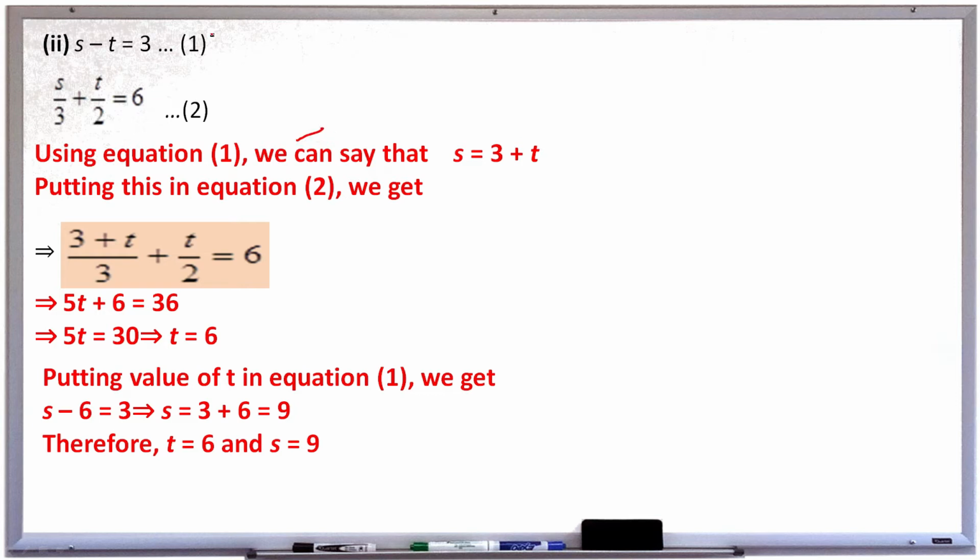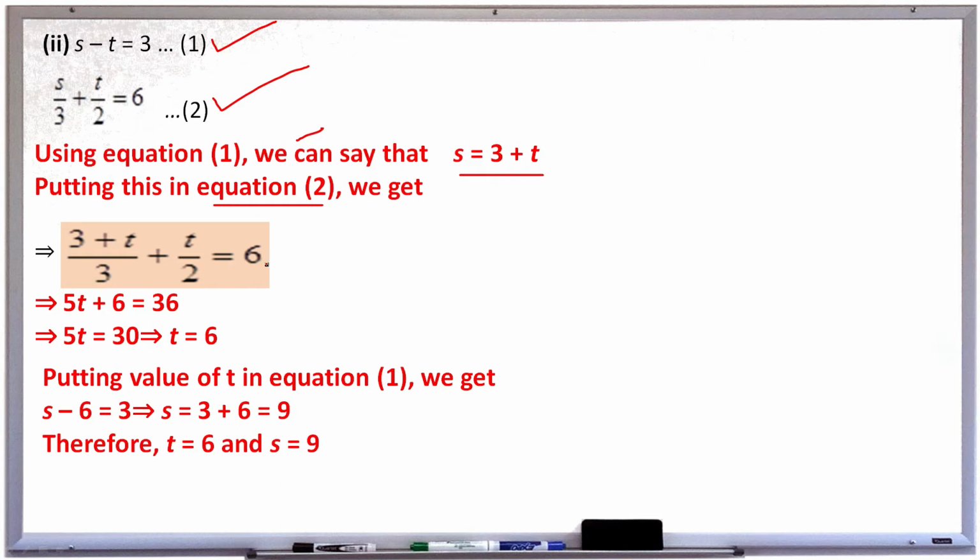s minus t is equal to 3, that is the first equation. The second equation is given: s by 3 plus t by 2 is equal to 6. For these two equations you are going to use the substitution method. From equation number 1 we can say that s is equal to 3 plus t. That means we are bringing minus t to the right side, it will become plus t.